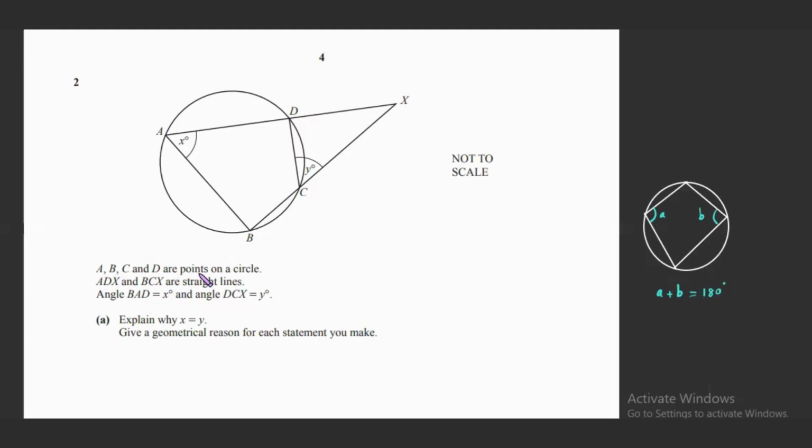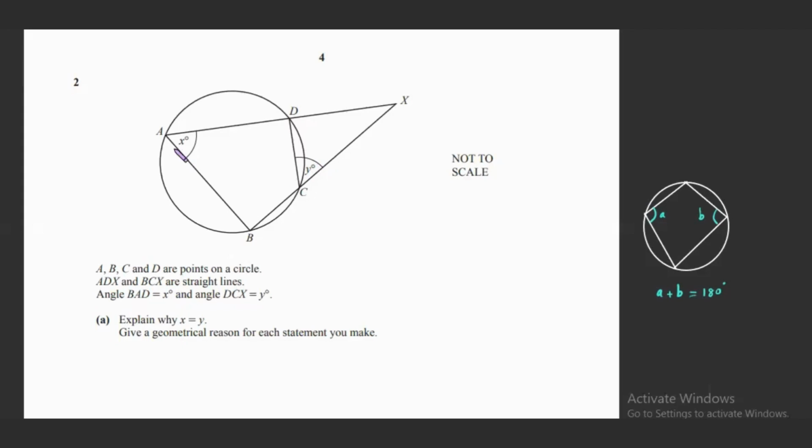A, B, C, and D are points on a circle. ADX, this line, and BCX, this line, are straight lines. And angle BAD is equal to X, so that is this angle, and angle DCX, this angle, is equal to Y. We need to explain why X is equal to Y. Give a geometrical reason for each statement you make.